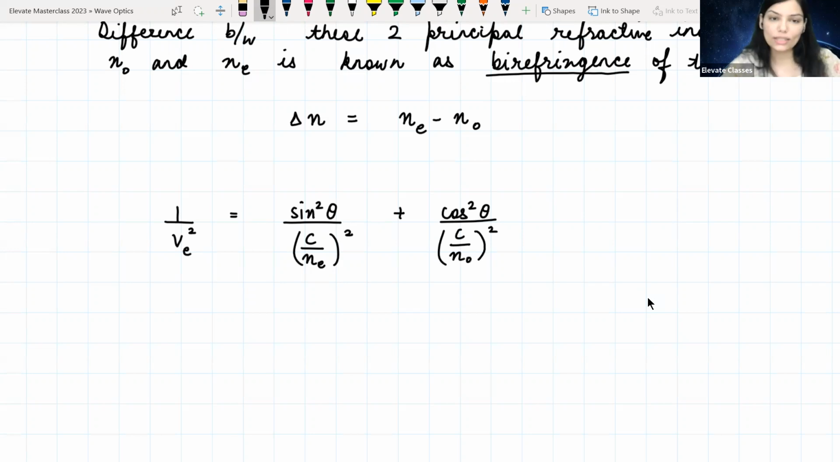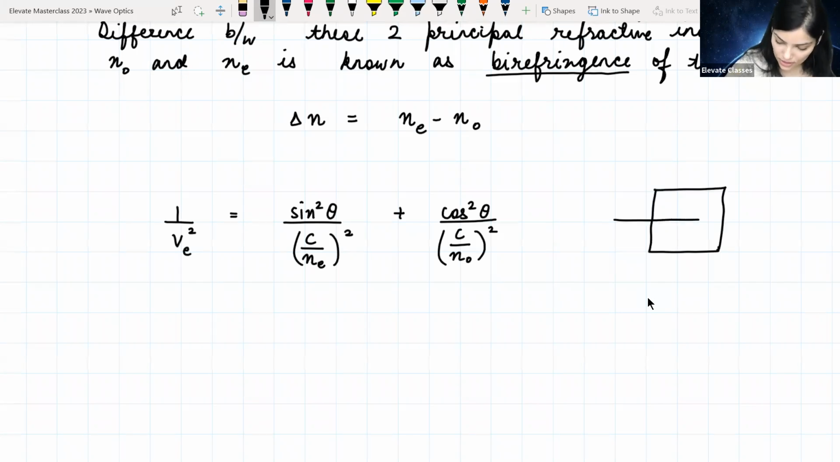Okay, so here what theta means is that there is some particular direction defined inside the crystal. So if I have this crystal, let us say, this is the face of the crystal, and let us say this is my optic axis. So optic axis is more like a direction. It's not an axis per se, it's a direction. Okay, so let us say this is x direction here, which is the optic axis.